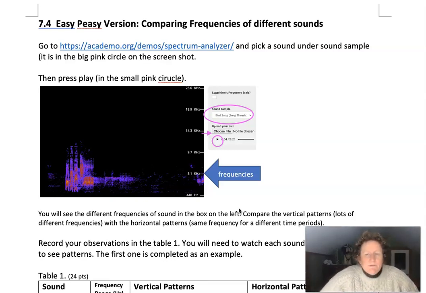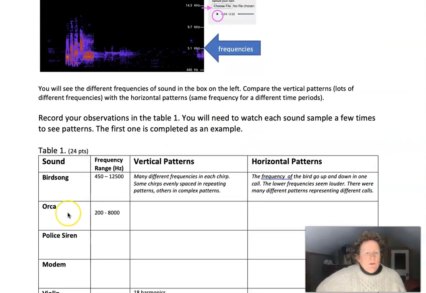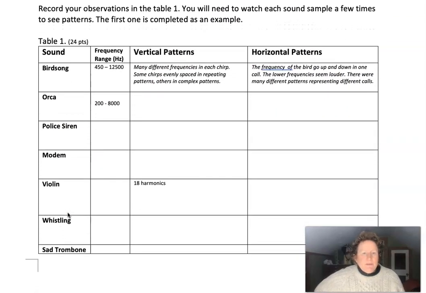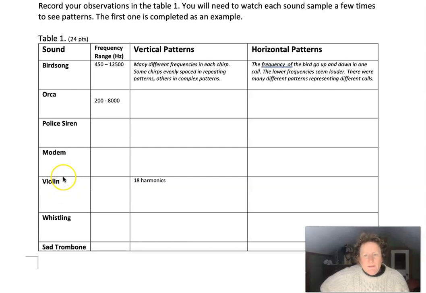If you're interested in using an oscilloscope with your own voice, an instrument that you have, some recorded music, your favorite songs, you can do the more difficult version of 7.4. But here we're going to use a frequency analyzer online to analyze things like birdsong, orcas, a police siren, a dial-up modem, which you probably don't know what that is. In the olden days, we had to use a phone to get to the internet.